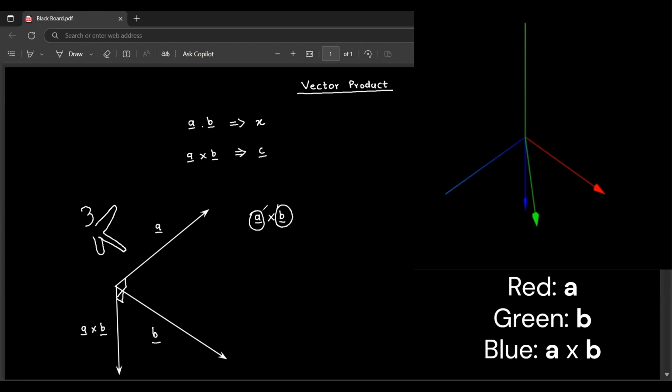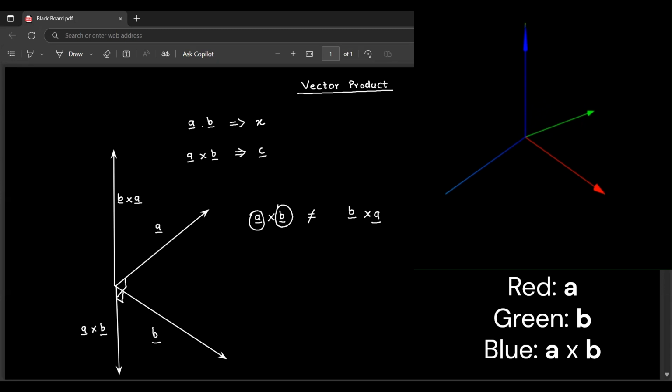Why did I say the order matters? If you have B cross A, we have to take B in the index finger and A in the middle finger. So B cross A will be in the opposite direction. So A cross B is not equal to B cross A.